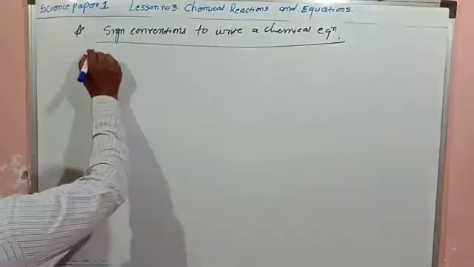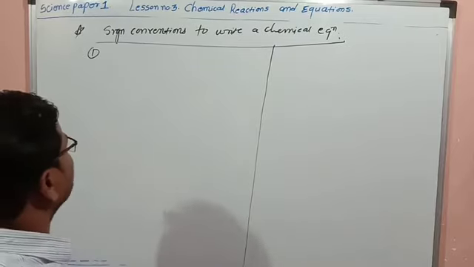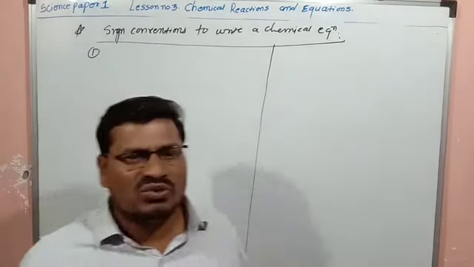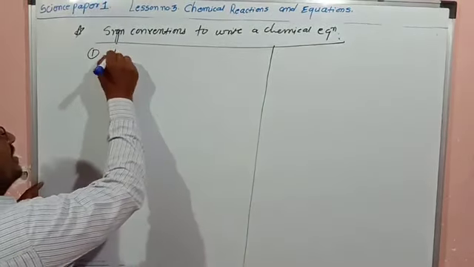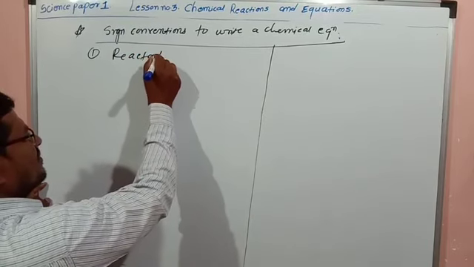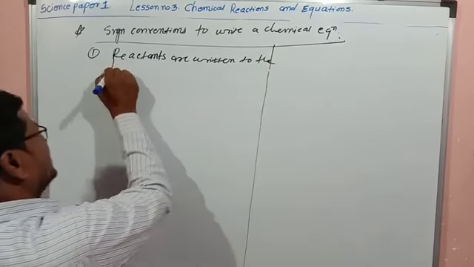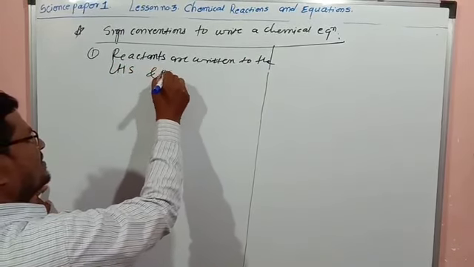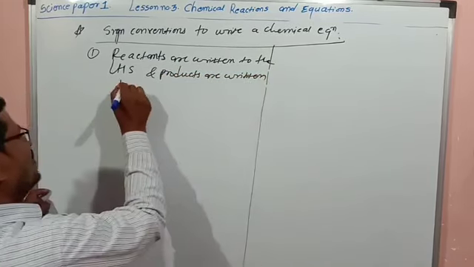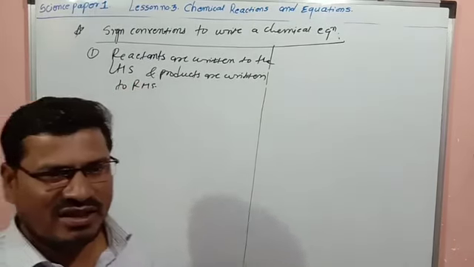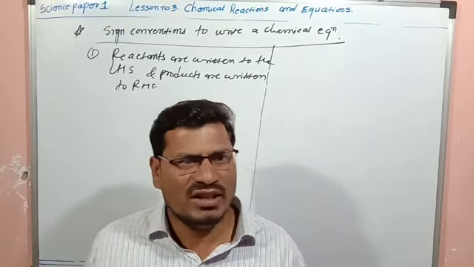So point wise we are going to go. In that we will make two columns. The first one is: reactants are written to the LHS and the products are written to the RHS. Reactants are written to the left hand side, and products are written to the right hand side.